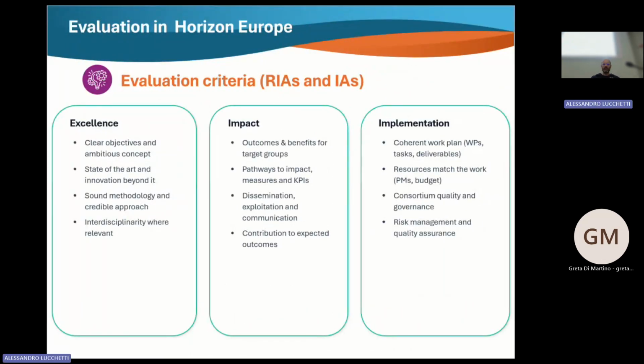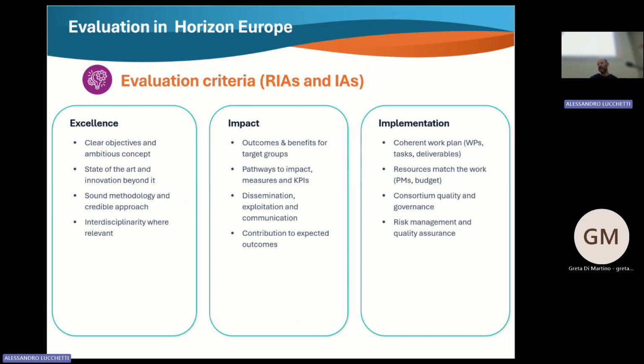Excellence, impact, and implementation. In the excellence, you have to report a clear and also ambitious objective, because you cannot apply for a Horizon to make the state of the art. You have to apply for a Horizon to provide something really new. This is the challenge of Horizon. You have to clearly identify in the excellence part the state of the art and what you are going to change. You have to report a sound methodology. This part is quite similar to the LIFE. And also the interdisciplinarity of your project.